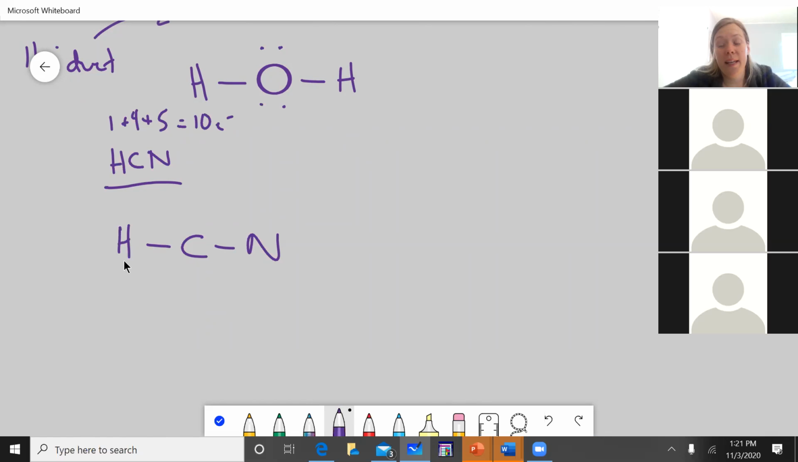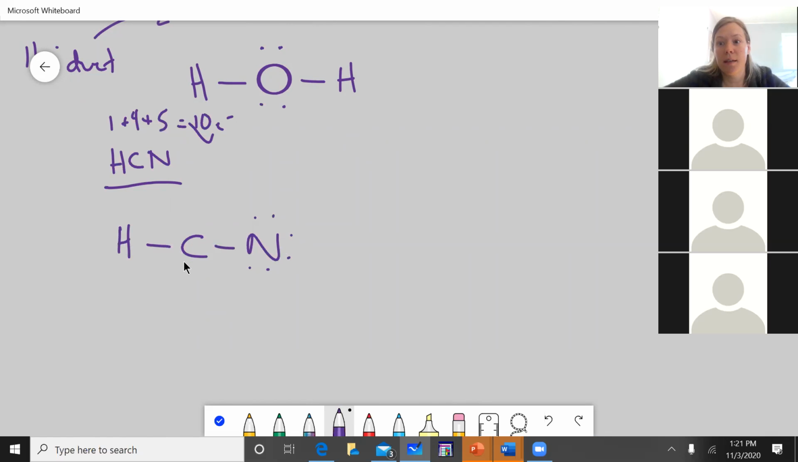Hydrogen is already happy here, so I don't need to add anything to him. Nitrogen only has 2 electrons, so I'm going to give him 1, 2, 3, 4, 5, 6. Then he has the 7 and the 8, and 9 and 10. So all 10 electrons are currently on the board. Hydrogen is happy, nitrogen is happy.